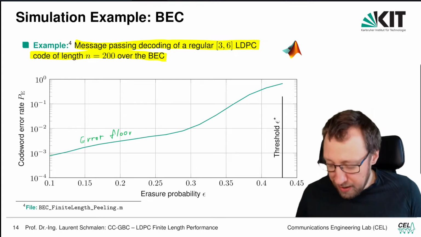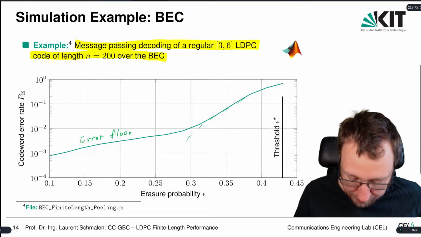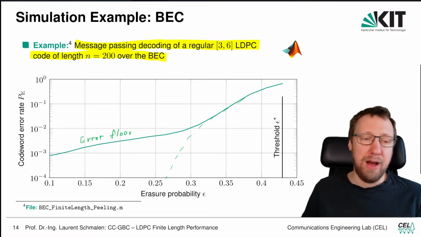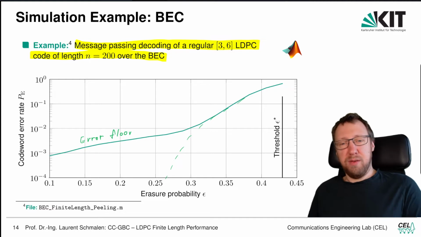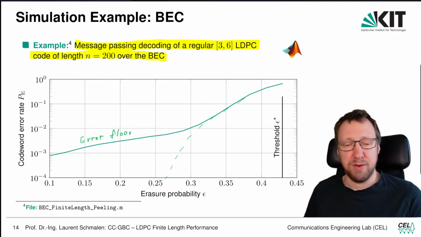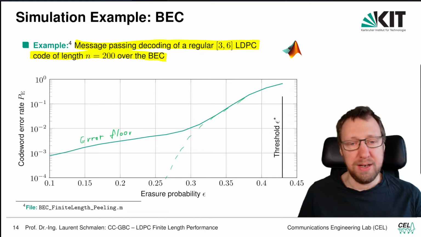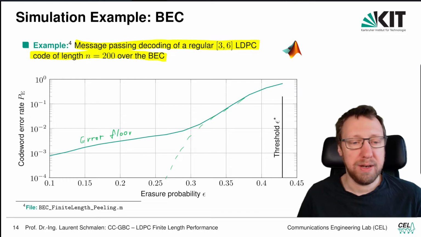So we would rather like to have something that looks like this and goes down and reaches low error probabilities. So what is going on here? What happens with the code that we have constructed? Isn't it good? Does it have some issues? What are the issues? So we need to analyze the situation a little bit closer.